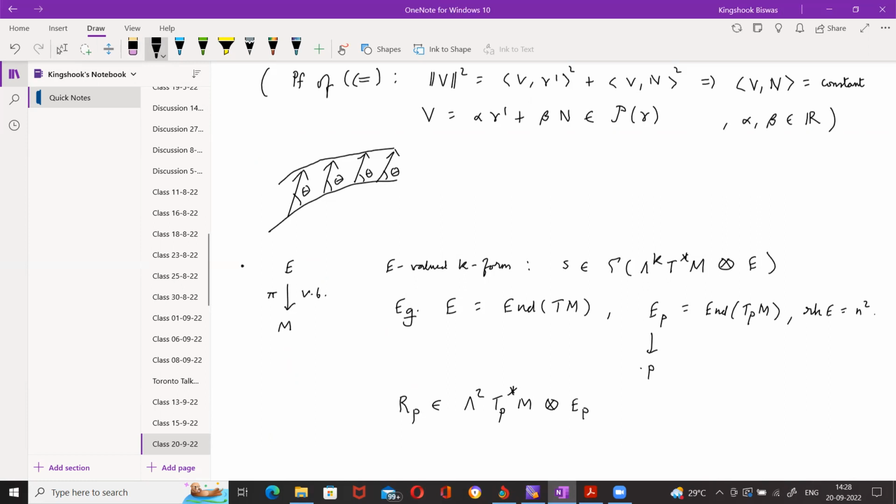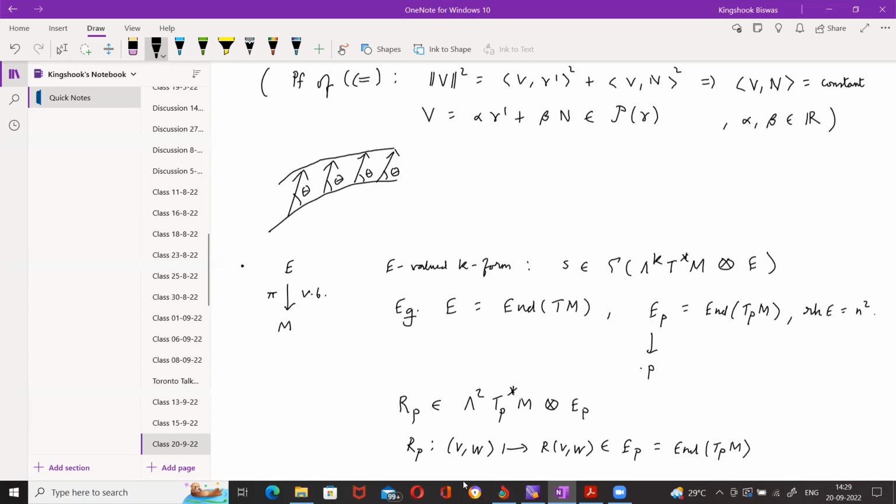Tensoring means that for each pair of vectors V, W, R_P is a map: VW goes to R of VW. Okay. So this is an element of this E_P, which is the endomorphisms of T_P M. So it's like you're taking a scalar valued two form and tensoring it with an endomorphism, right? So this tensor is equal to Hom of these two things.